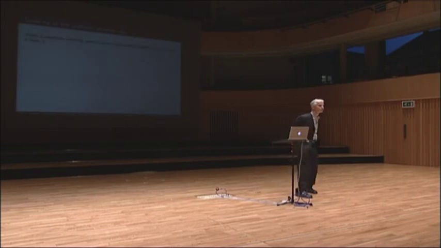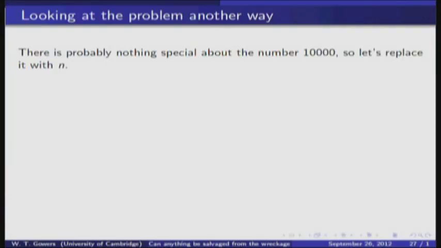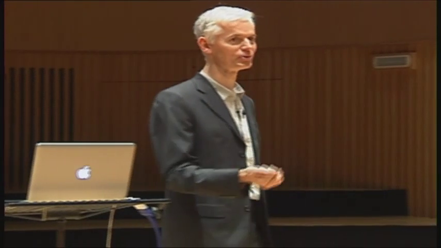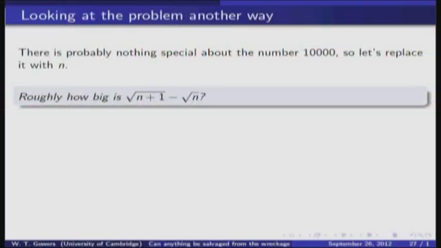let me just indicate a way in which something like that could be discovered. A way of cleaning things up is to say, let's not worry about the number 10,000 because it's pretty obvious that there's nothing special about that in relation to this problem. So let's call it n. Some people prefer very concrete numbers. They feel more at home, but some people say, well, having the concrete number is distracting. Let's just call it n. So as long as you're not terrified of letters, then replacing with n definitely makes the problem look nicer. Roughly how big is the square root of n plus 1 minus the square root of n?